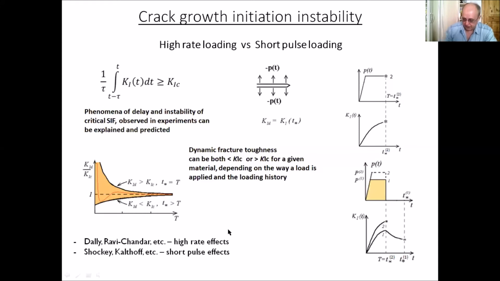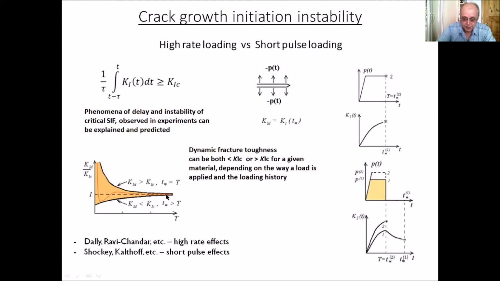In this threshold case, the value of K1D will be different compared to the previous high rate loading, when we kept our pressure acting up to the moment of fracture. And now we get an essential scatter of K1D from the lower boundary of this yellow region to the upper boundary. The lower boundary corresponds to short pulse fracture mechanics.